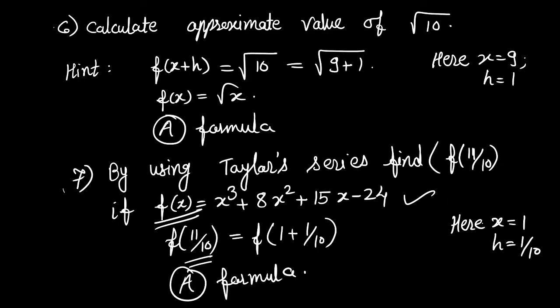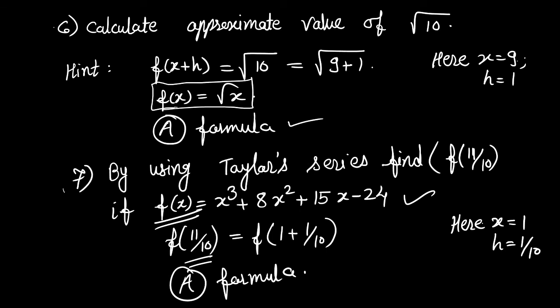Now, in this way, we can find the value of under root of 10. Under root of 10 we can write as under root of 9 plus 1. Therefore, here we consider f of x equal to root x. Then x equals 9, h equals 1, and apply the Taylor series formula and find the required result.